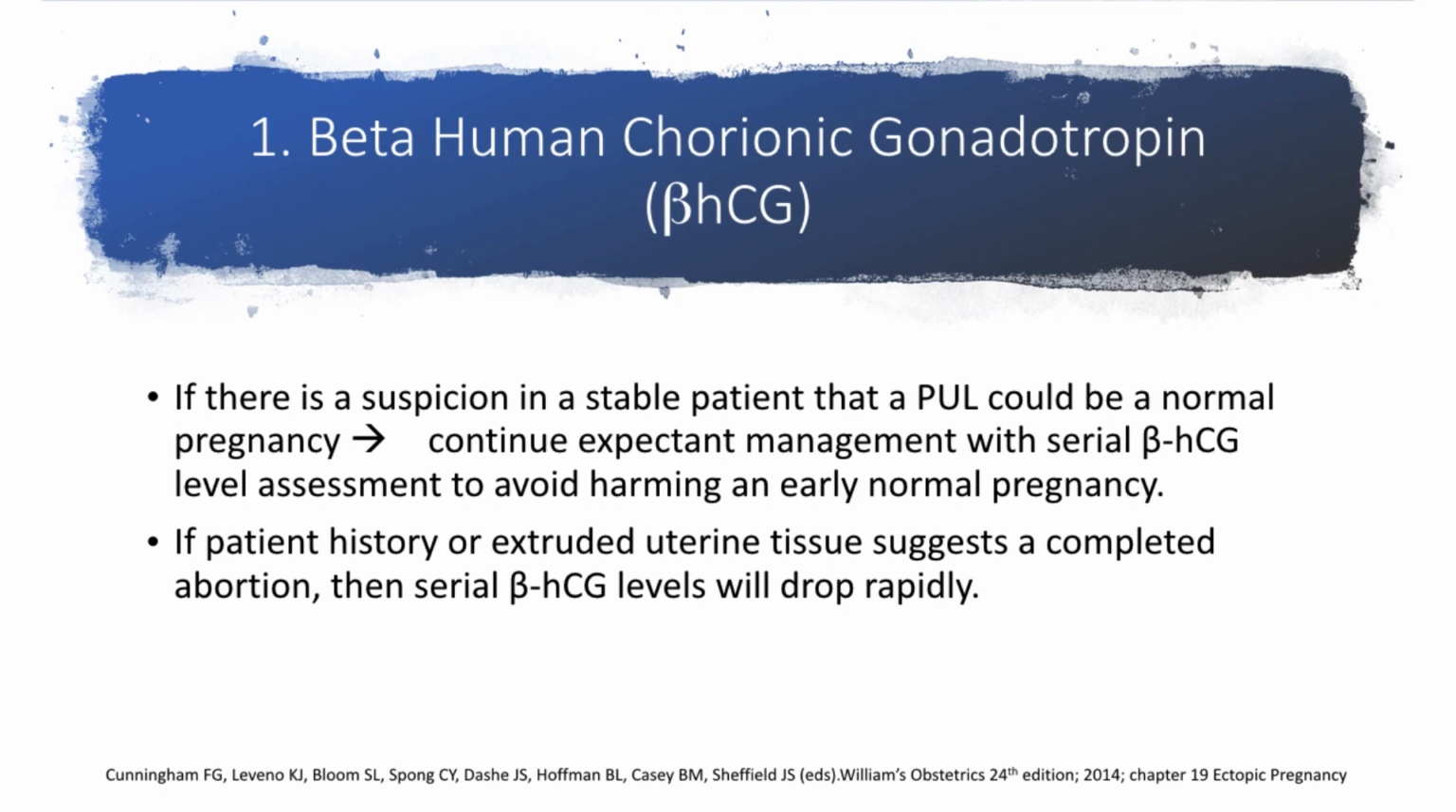If there is a suspicion in a stable patient that a PUL could be a normal pregnancy, then just continue expectant management with serial beta-HCG level assessment to avoid harming an early normal pregnancy. Now, if the patient's history or extruded uterine tissue suggests a completed abortion, then serial beta-HCG levels will drop rapidly.